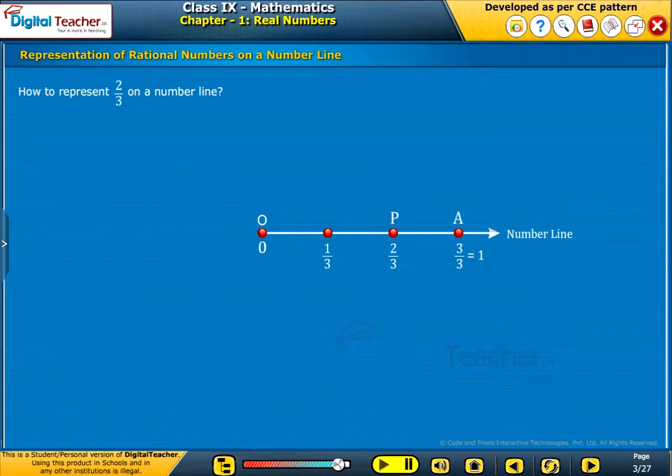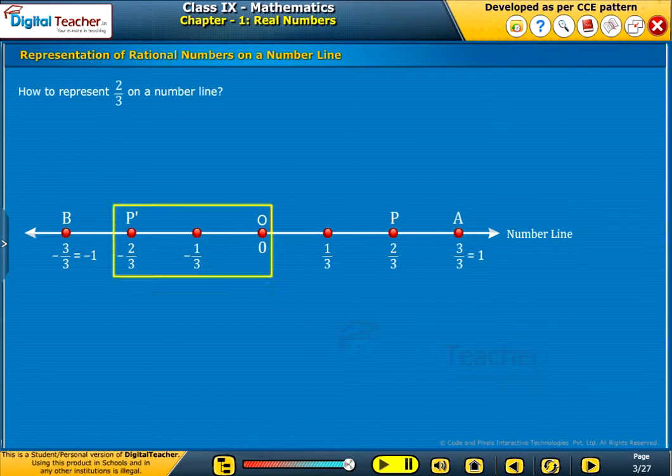And similarly, for representation of the rational number minus 2 by 3, set off equal distance to the left side of O, that is OB. And then divide OB into 3 parts. The segment OP dash consists of 2 parts out of 3. Thus, the point P dash represents the rational number minus 2 by 3.